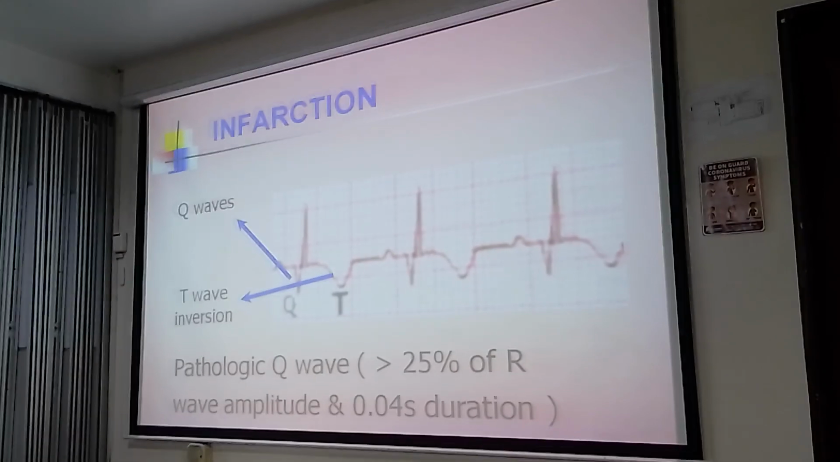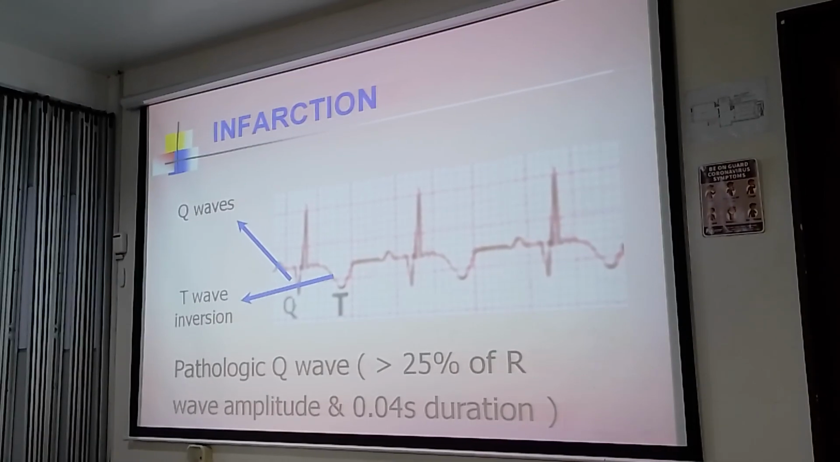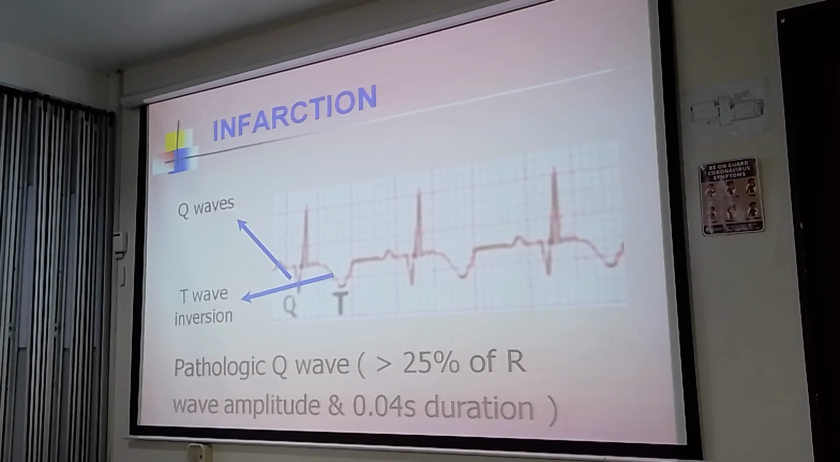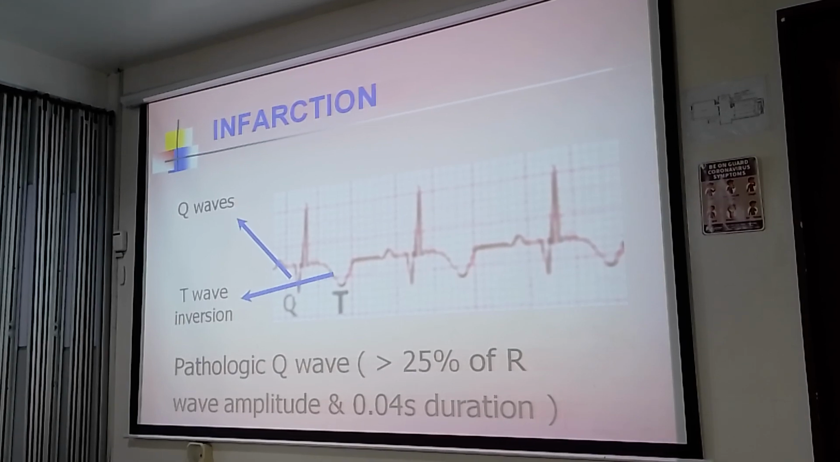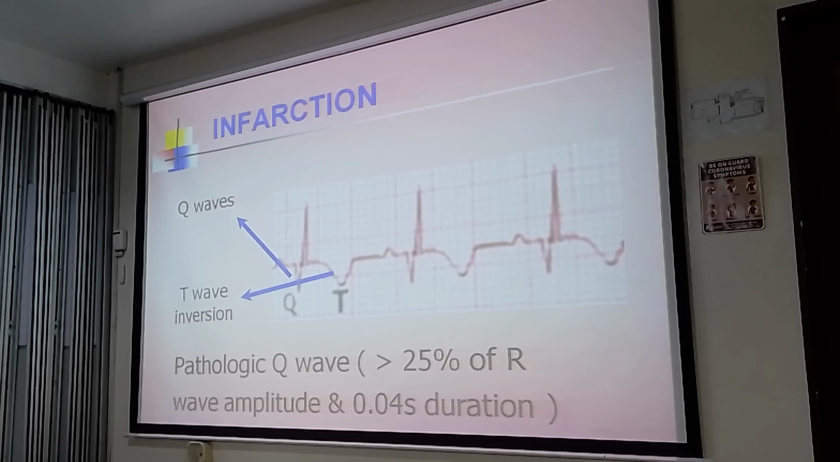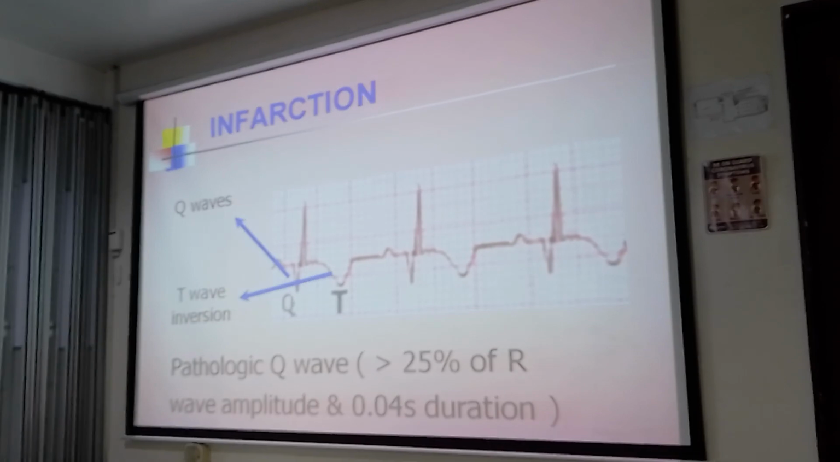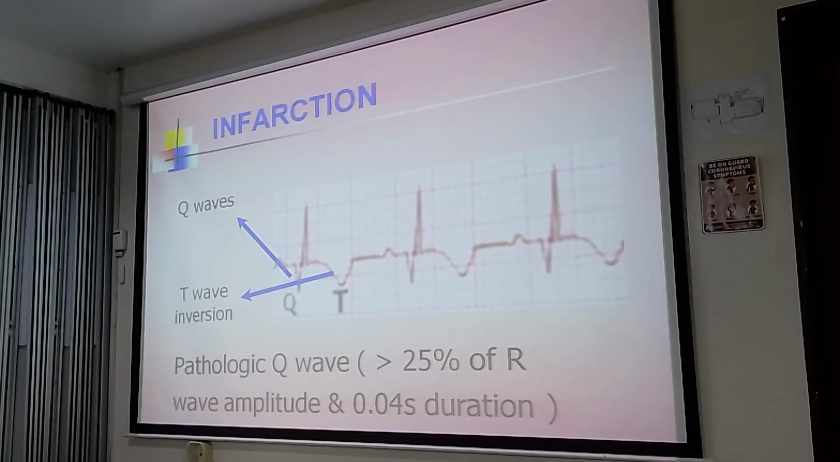Infarction is Q wave. Look at that one. Look at our Q wave. By eyeballing it's obvious. It's more than 1 small square, and the depth of the Q here is about 1/4 of the R, pathologic Q wave. In contrast to the insignificant Q waves.